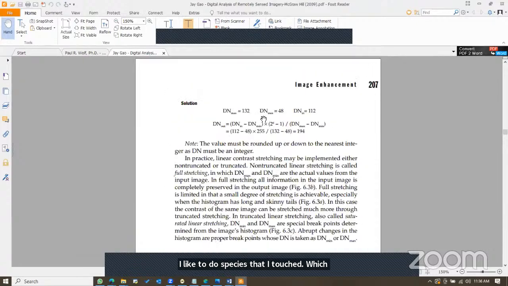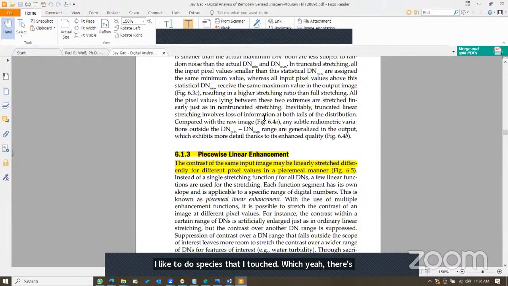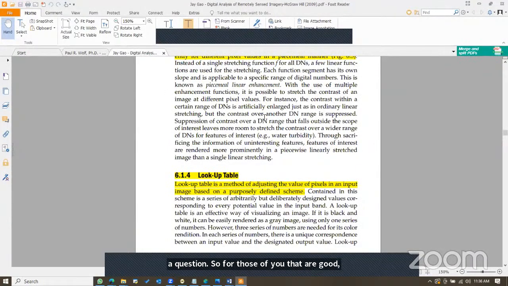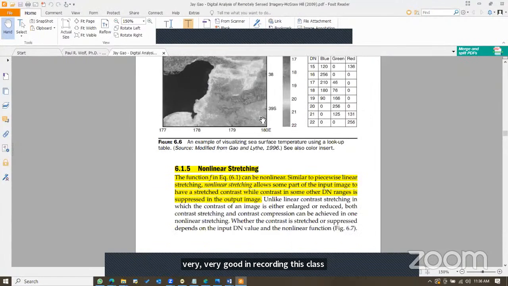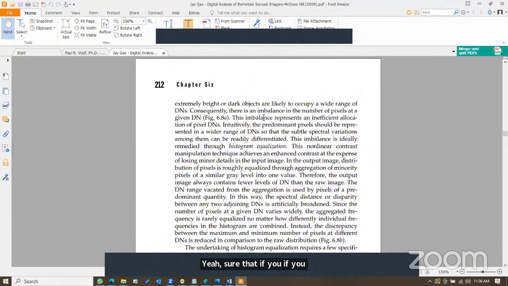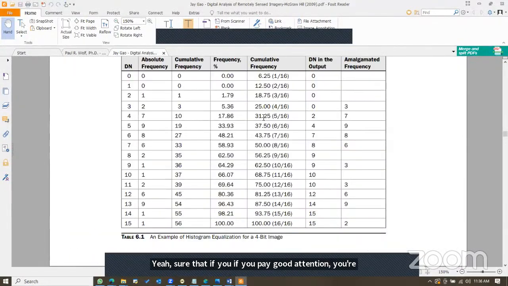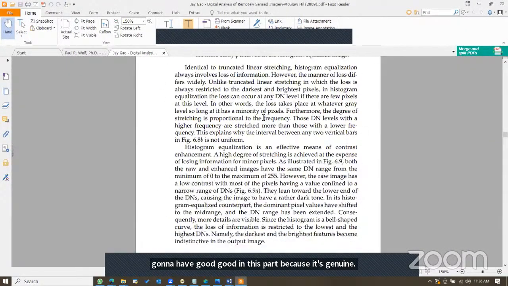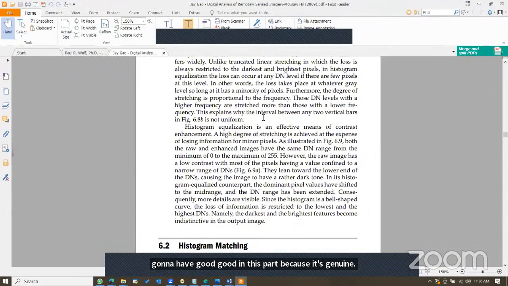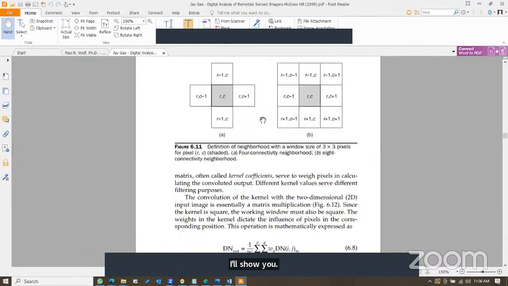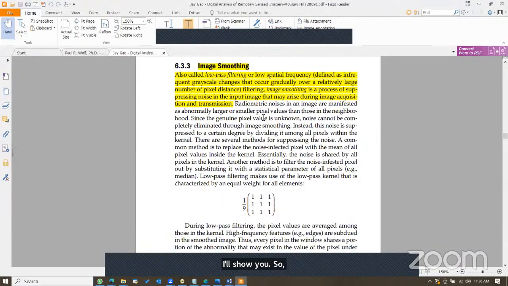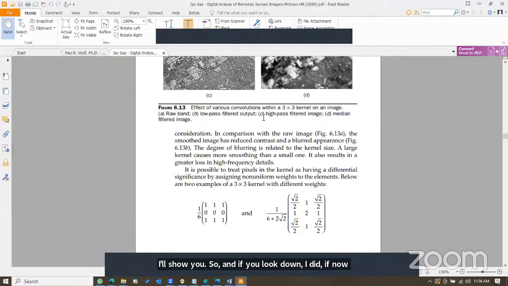For those of you that are very good at recording this class, you are sure that if you pay good attention, you're going to have a good score in this part because it's there in the exam. I can assure you. The essay answers are there. And if you look down, those places I just highlighted are areas of questions.